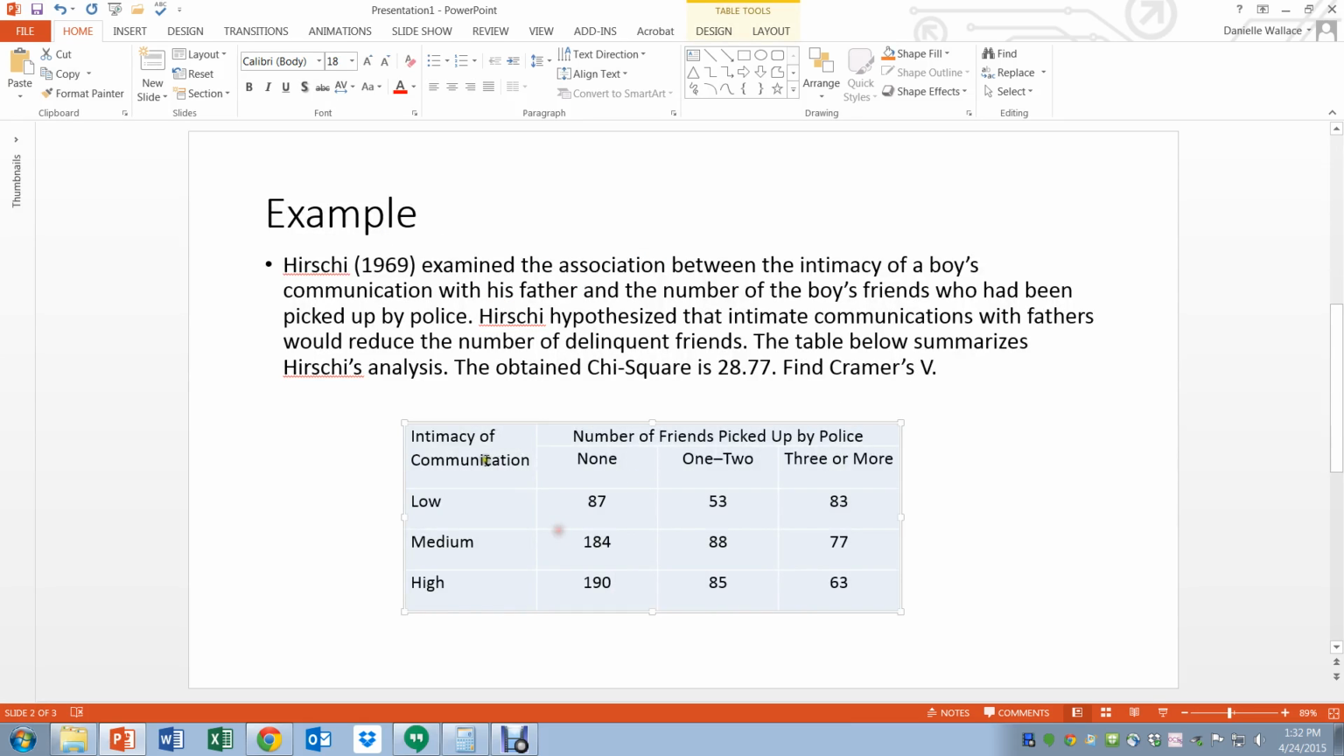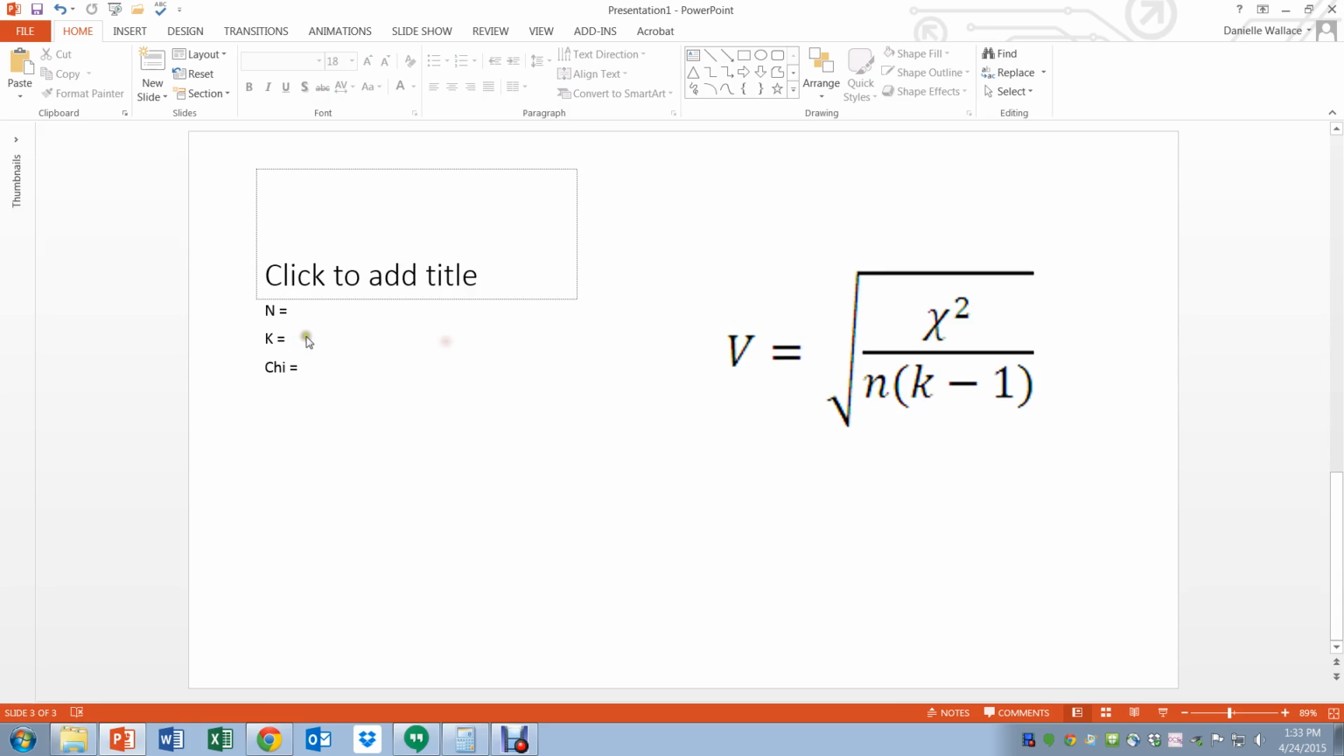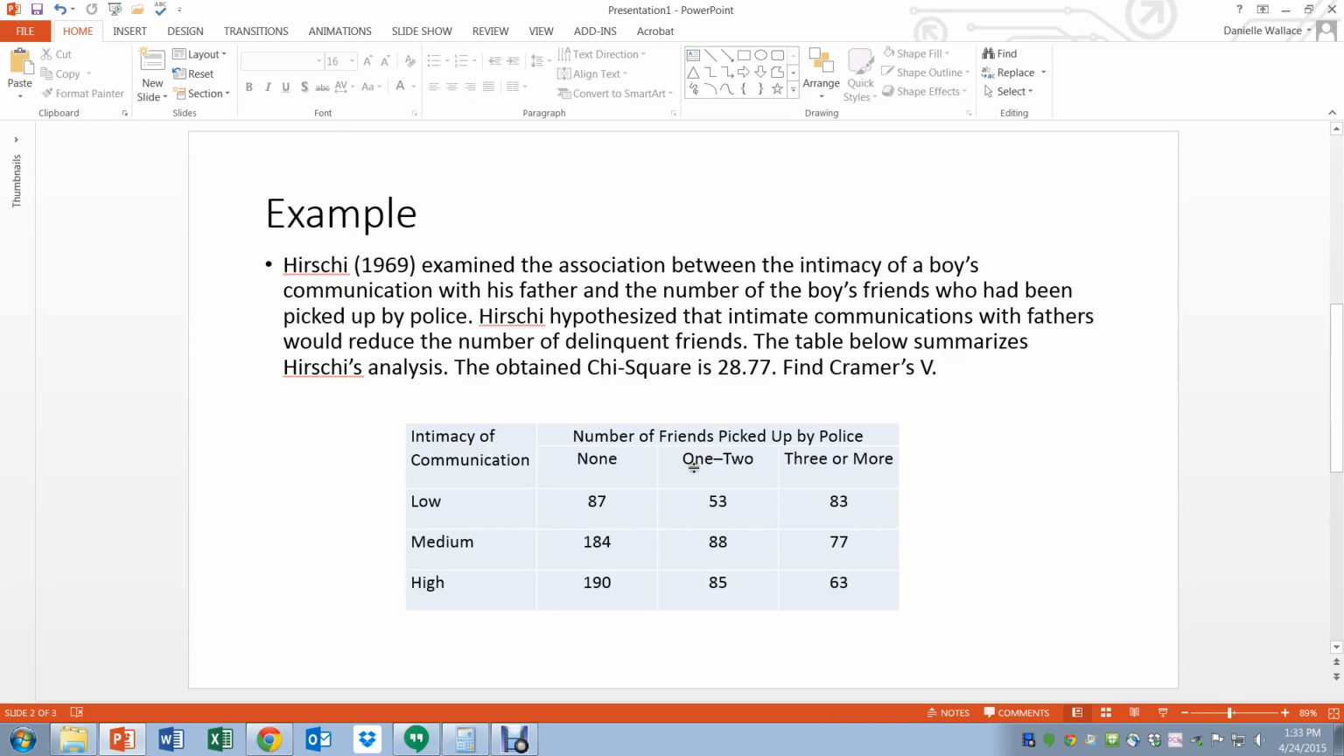So let's go look at that table again. We have 3 rows, low, medium, and high, and we have 3 columns, none, 1 or 2, or 3 or more. Since they're both the same, k is 3 no matter what. Chi-square is 28.77. And then n, let's see if the table has an n for us. It doesn't have these total columns.